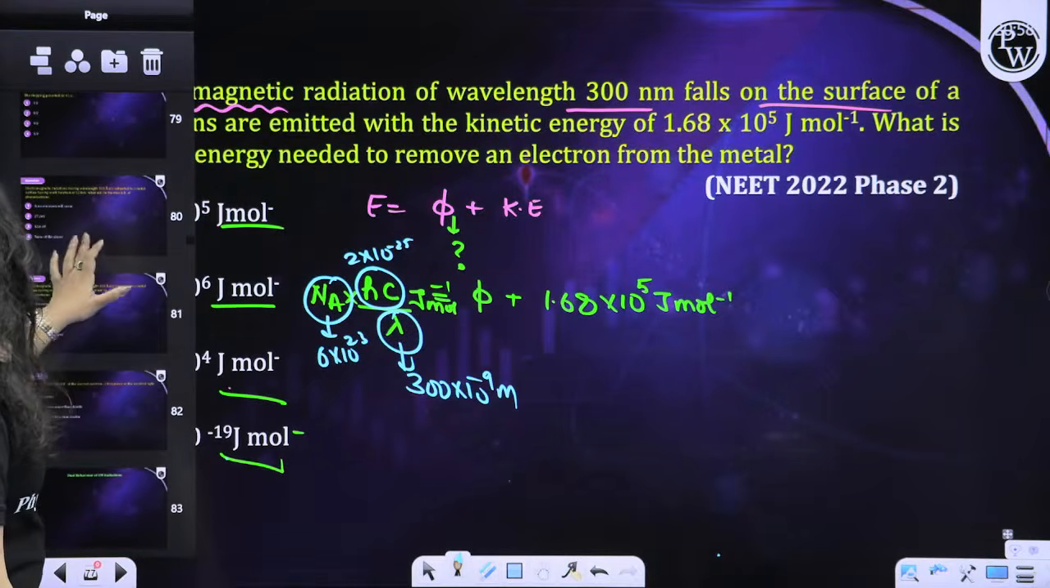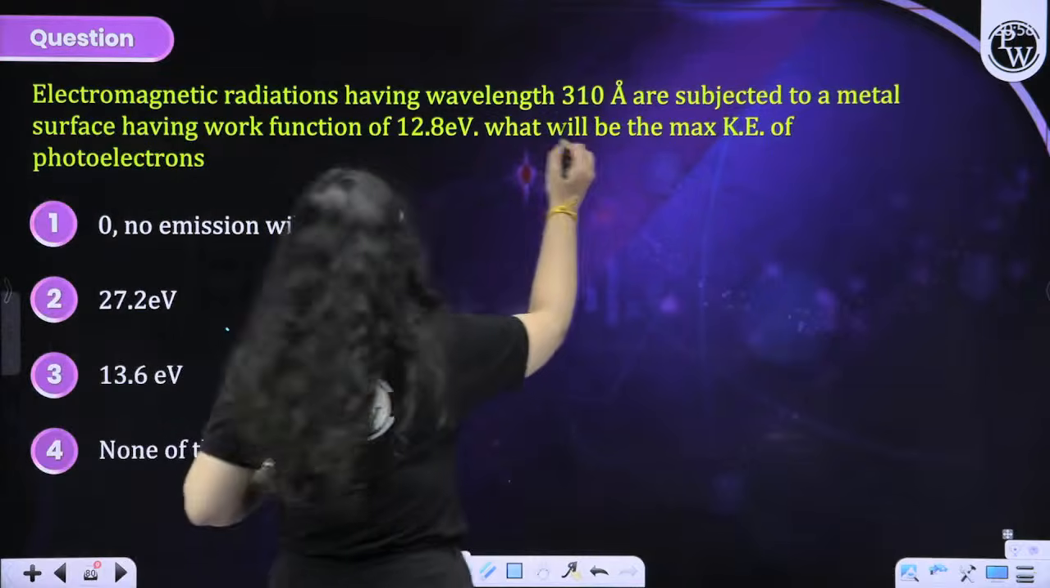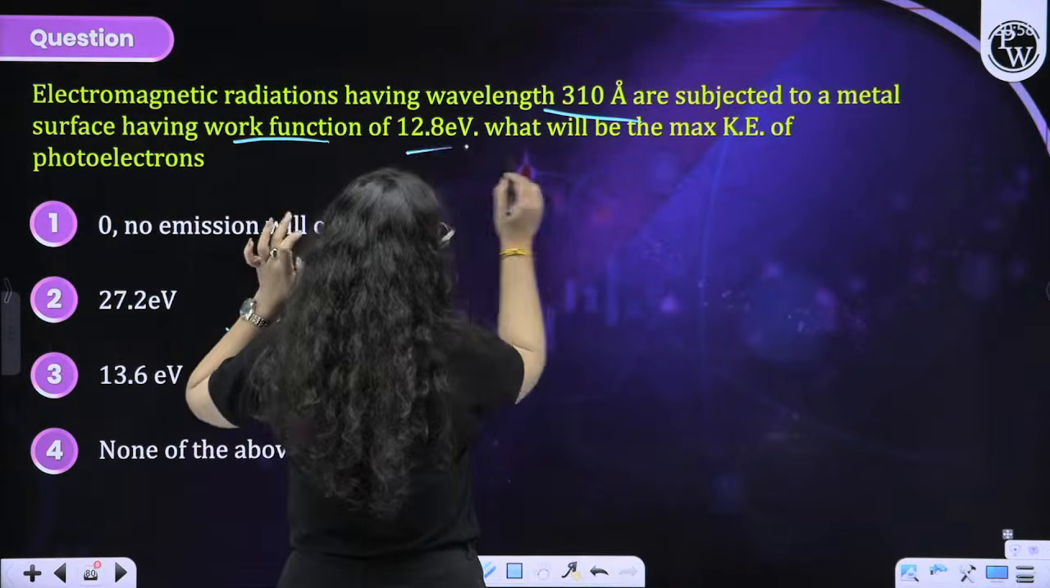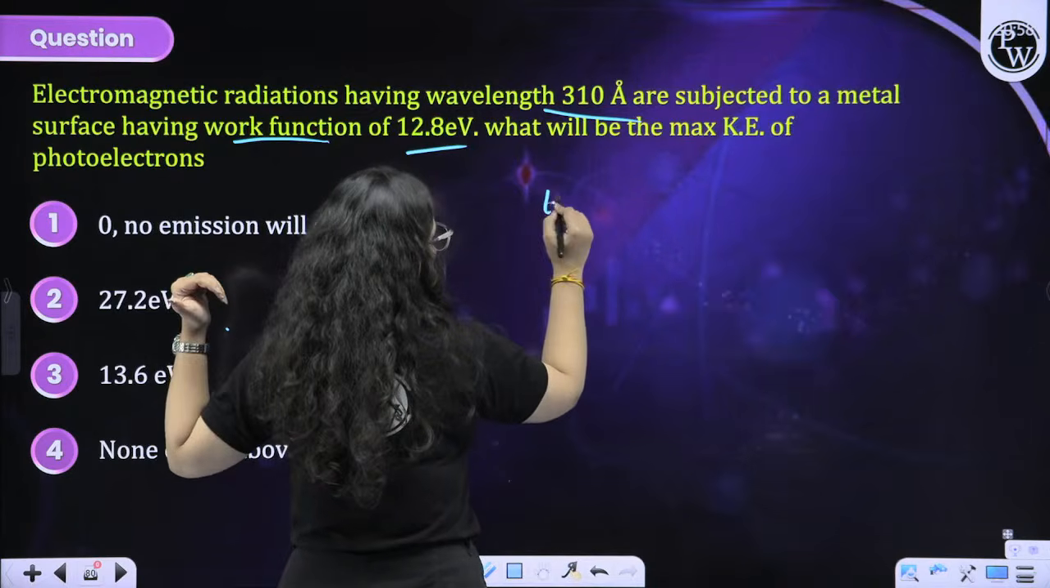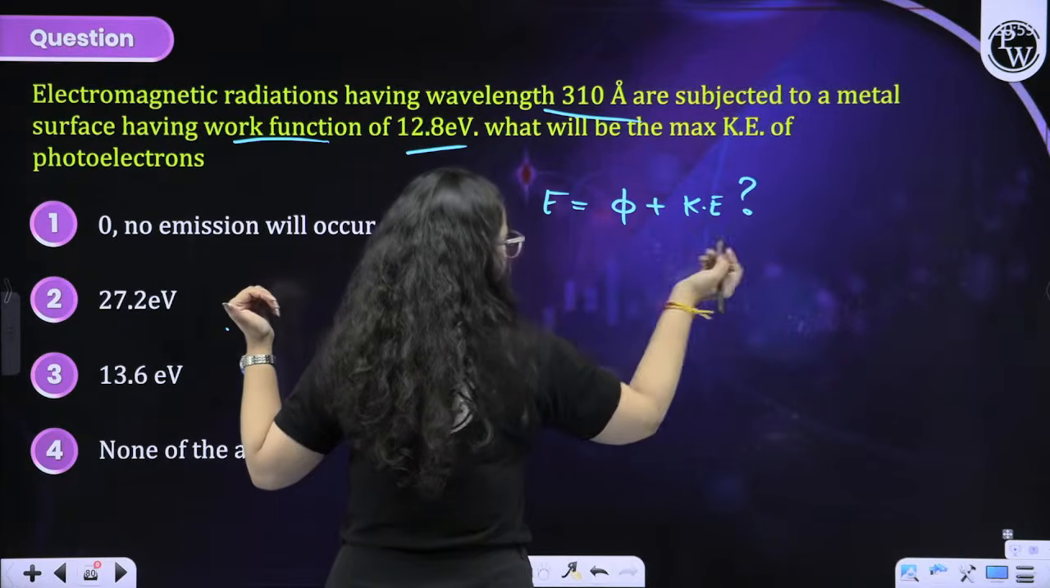Same type of questions, multiple times you will get: electromagnetic radiation of a given wavelength is subjected to a metal surface having a given work function. What will be the maximum kinetic energy? Again the same concept. Now they are asking you about kinetic energy.